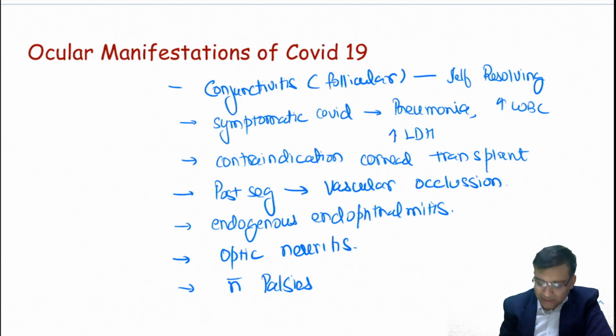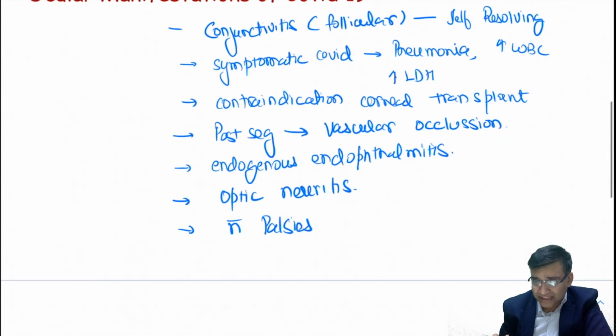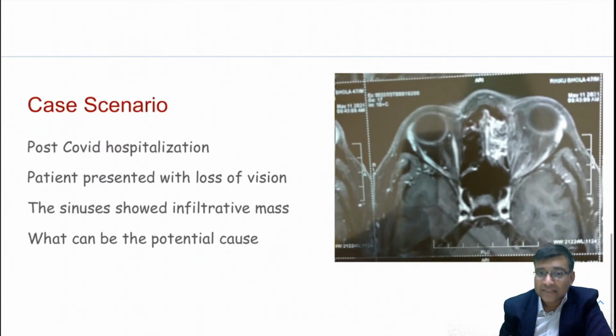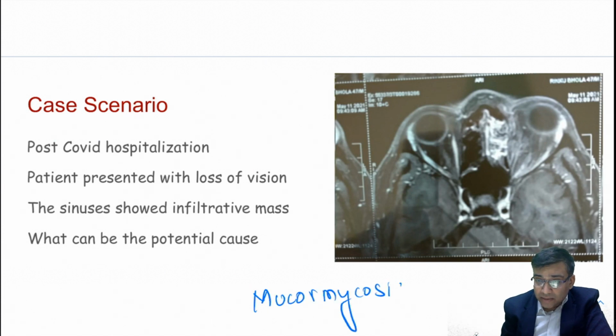Okay, now we come to the other scenarios which they can ask in your exam. So they can just show you a picture like this. This was one of my real patients, and they would ask: post-COVID hospitalization, the patient presented with loss of vision. The sinus showed this infiltrated mass. What can be the potential cause? So here you know that this can be a patient of mucormycosis. Remember, more commonly they would not be asking one-liners. They would be asking image-based scenarios or clinical scenarios.